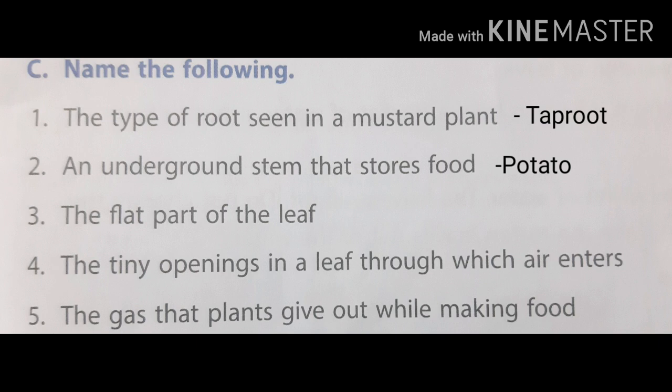Then third question, the flat part of a leaf. The flat part of a leaf is known as, yes, leaf blade. Then the fourth question, the tiny openings in a leaf through which air enters. What is that part? Yes, stomata. Stomata we cannot see with our naked eyes. We should use a microscope to see that structure.